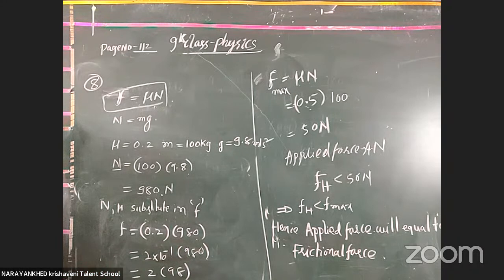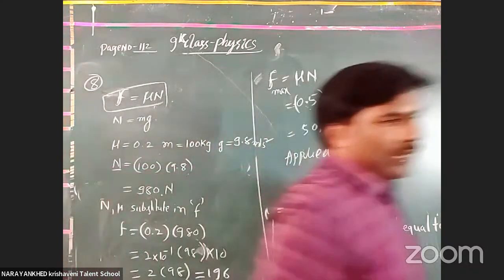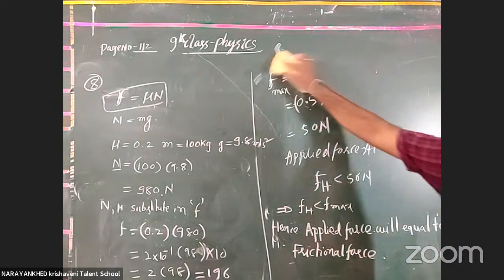Here 980 will be written as 98 into 10. 10 to the power of minus 1, 10 to the power of plus 1, it will be 10 to the power of 0, which is 1. It is 98 or not? Now it will become 196. 2 into 98 is 196. This is the frictional force.